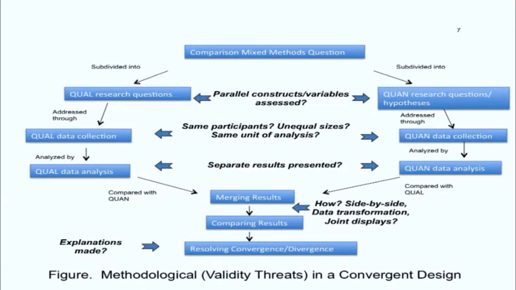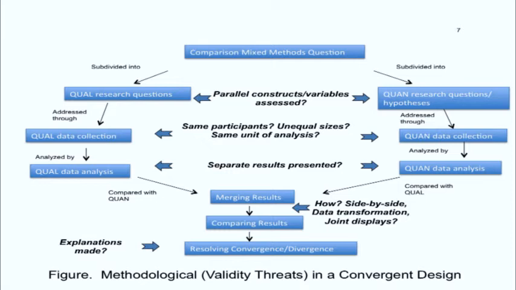I'll go into some of the explanations as to how we might help to explain that divergence if it occurs. I've drawn a process diagram here, starting with a comparison question and then collecting both forms of data and then merging it, and then comparing the results and then resolving discrepancies or convergence or divergence. So this follows those steps I've just mentioned. Now I put something else into this diagram, and that is that there are certain points that you need to pay attention to if you're using this design. These are potential validity threats.